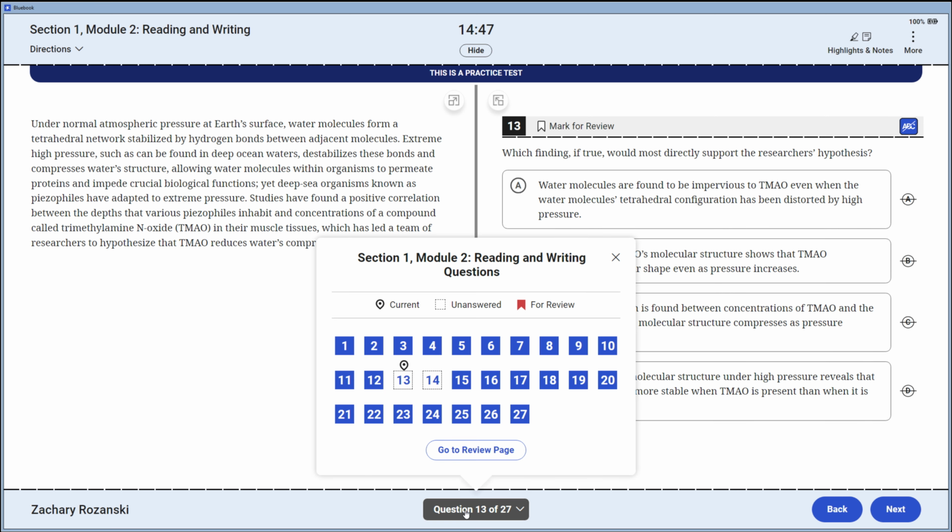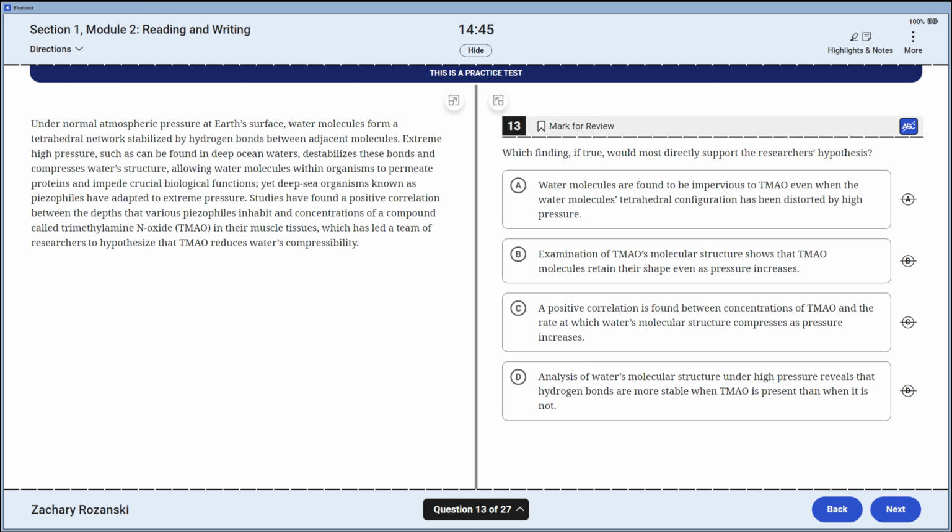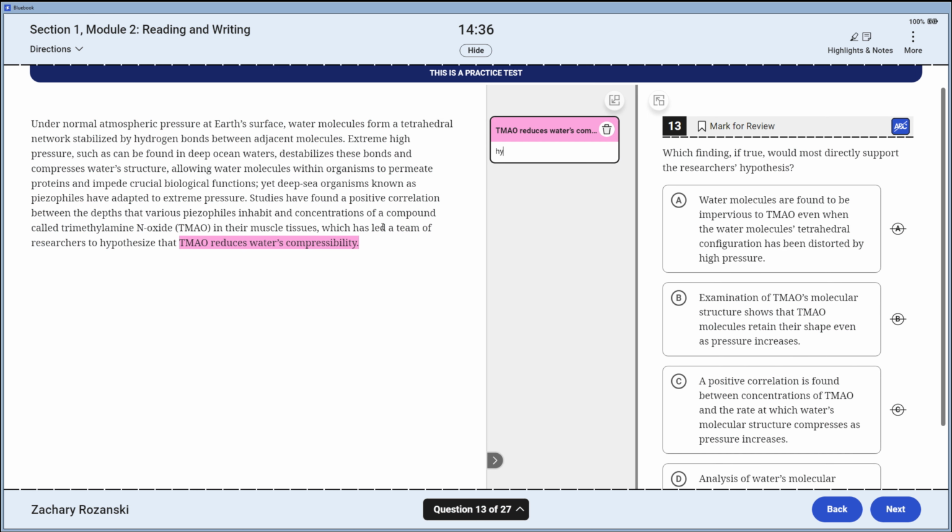So we are on our final 2 questions. They seem to be tricky. I see science words popping out at me, and that's a little bit frustrating. What's going to be my research hypothesis? Hypothesis equals TMAO reduces the compressibility of water. That's going to be my hypothesis.